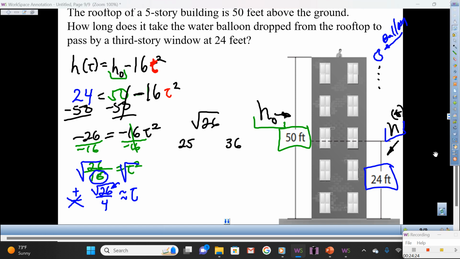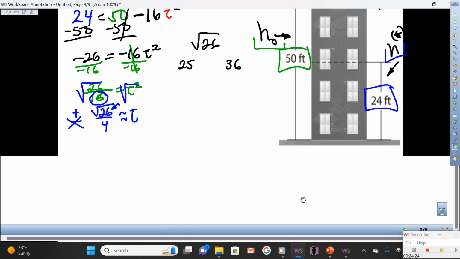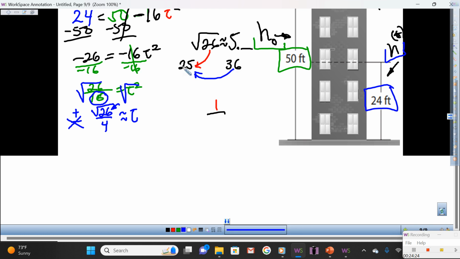Let me move this up for those of you in the back. So, 26 is in between 25 and 36. Do you agree with that? Yes? So therefore, this is going to be approximately, square root of 25 is 5 point something. So how do we find that something? Well, you take the middle number, subtract from the smallest. That is 1. Divided by, you take the large number and subtract the small. What is 36 minus 25? That's 11.